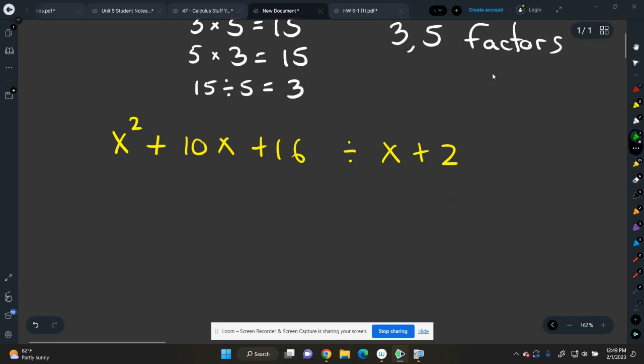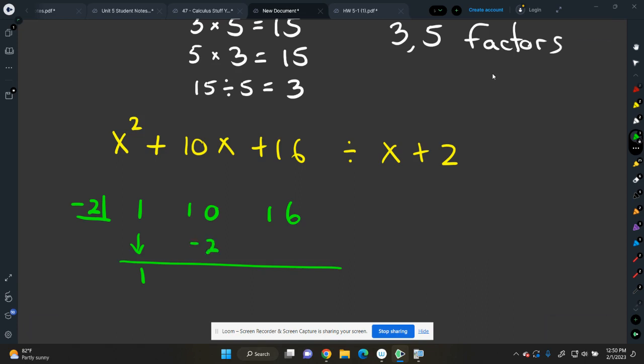What are we going to put in the corner? Minus 2. Good. Okay, and then what goes along the row? 1, 10, 16. Excellent. Okay, so we're going to do our synthetic division. We're going to bring the 1 down, and then we multiply, and we get negative 2. And we add, and we get 8. And we multiply, and we get negative 16. And we add, and we get 0.